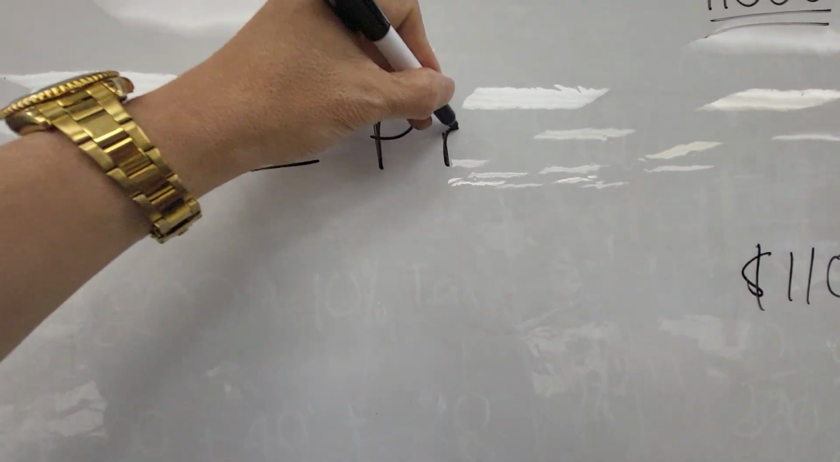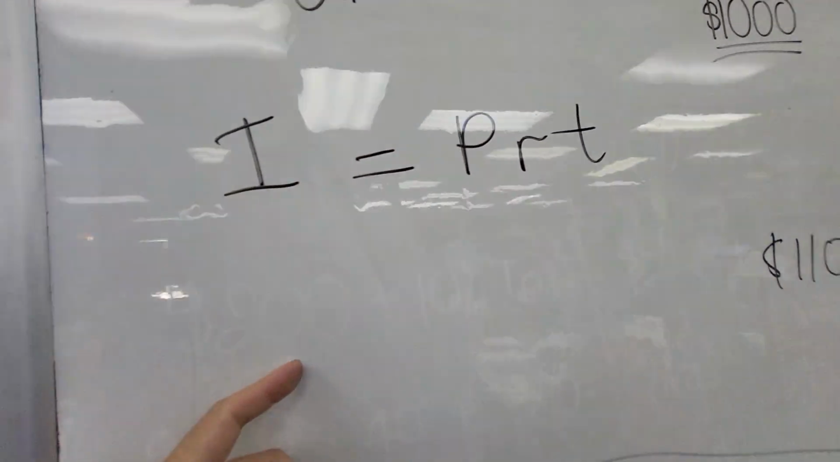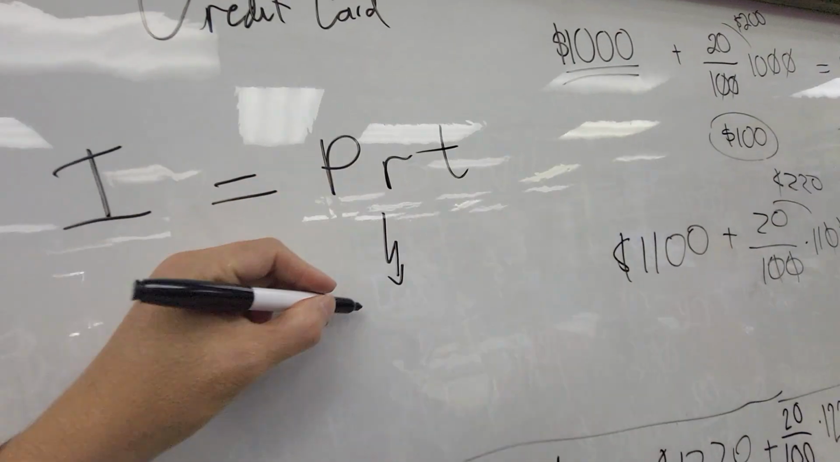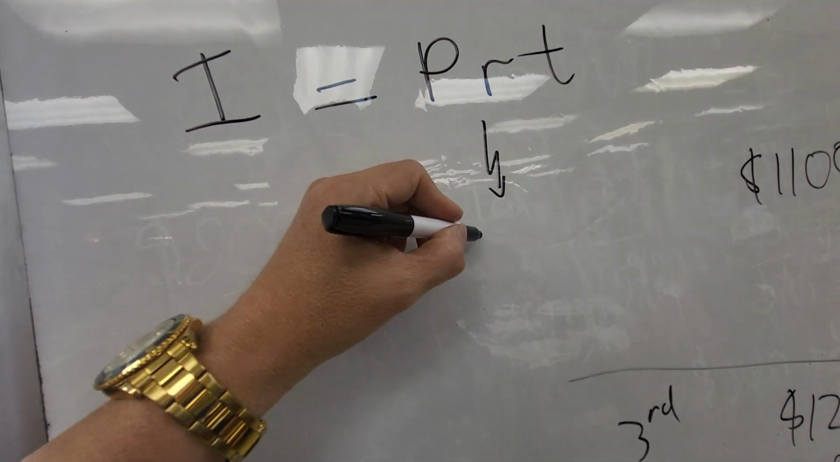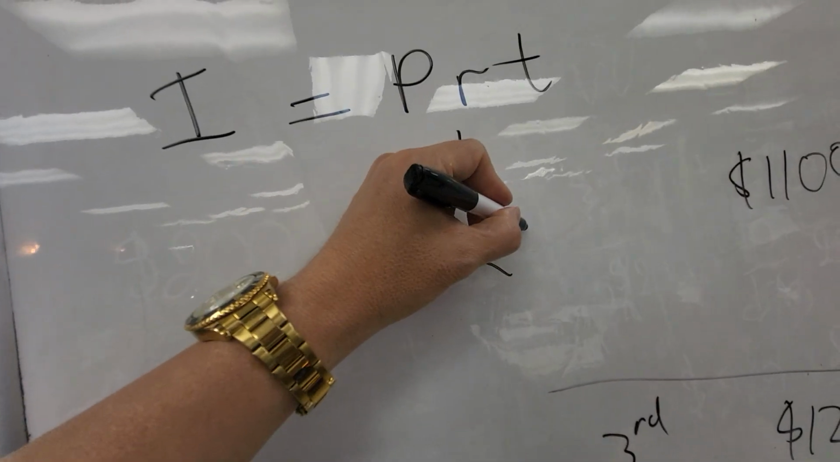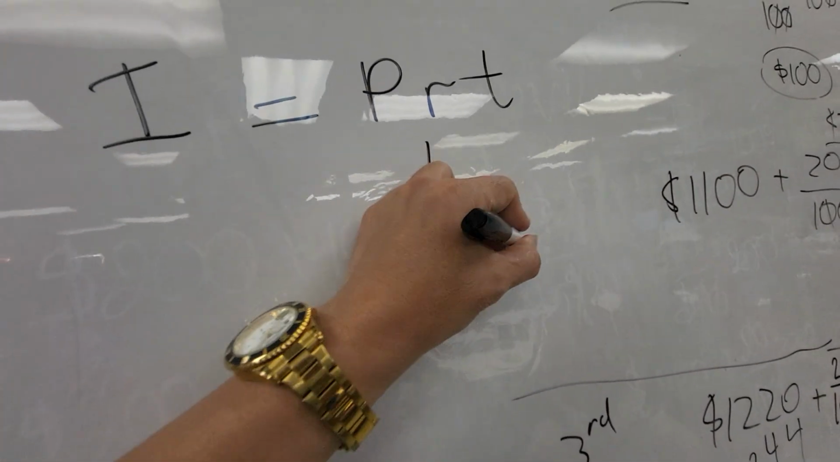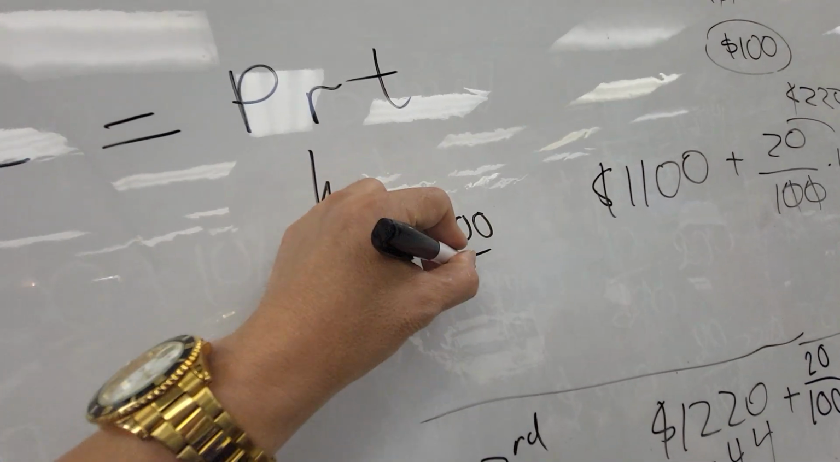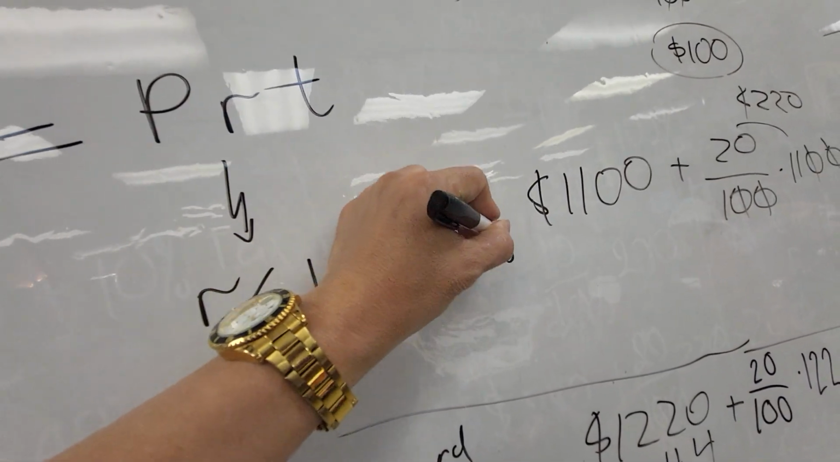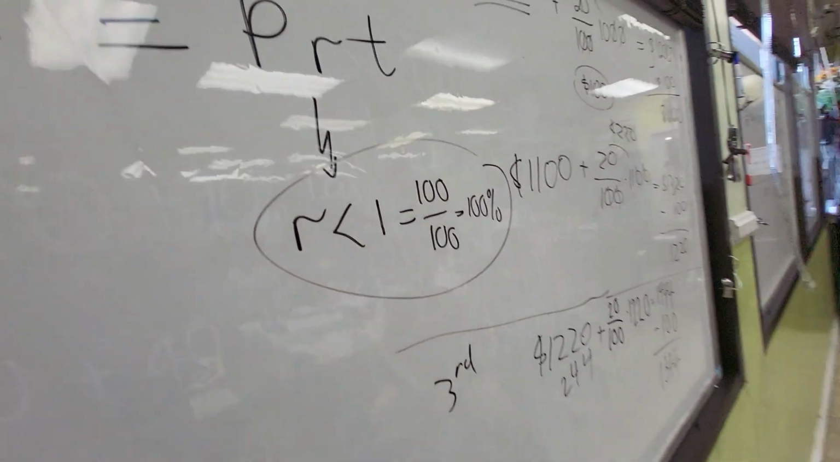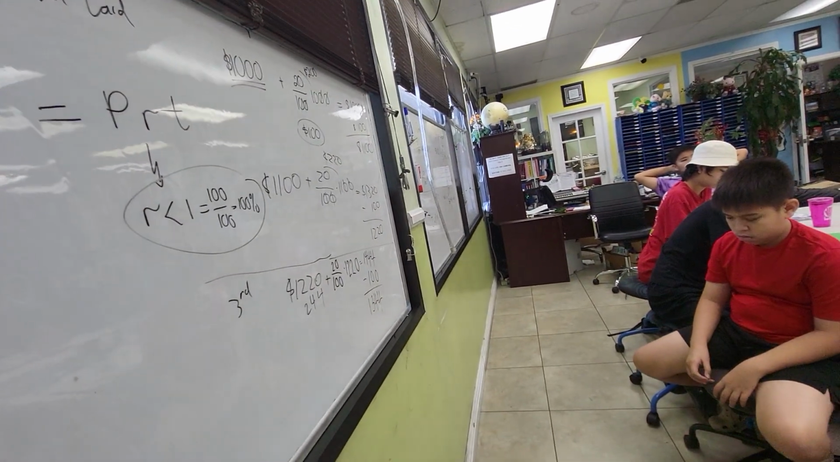P R T. The R right here is a rate. It's a fraction, right? It will be less than 1, or less than 100%. 1 means 100%. It will be a decimal, or you can write it down any way you want. Okay, that's R, less than 1.